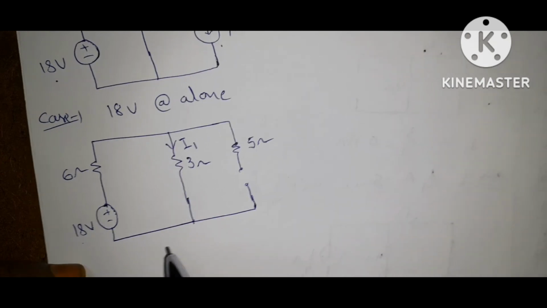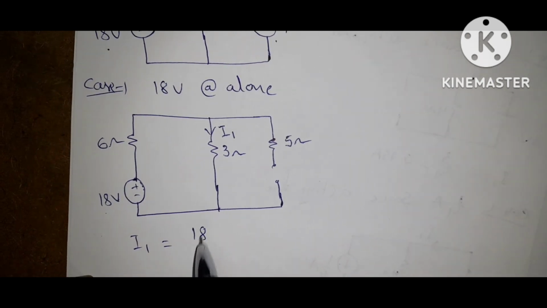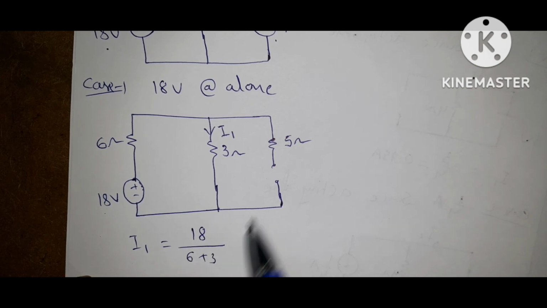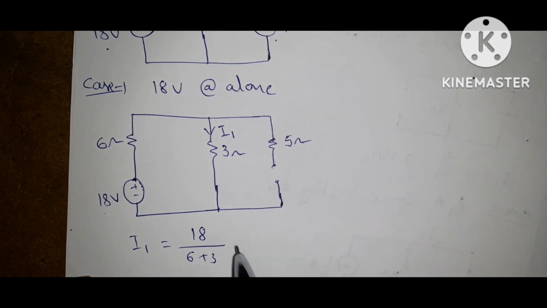Now what is I1? I1 is equal to 18 by 6 plus 3, because this is an open circuit, so no current is flowing through this branch. You will get 2 amps.